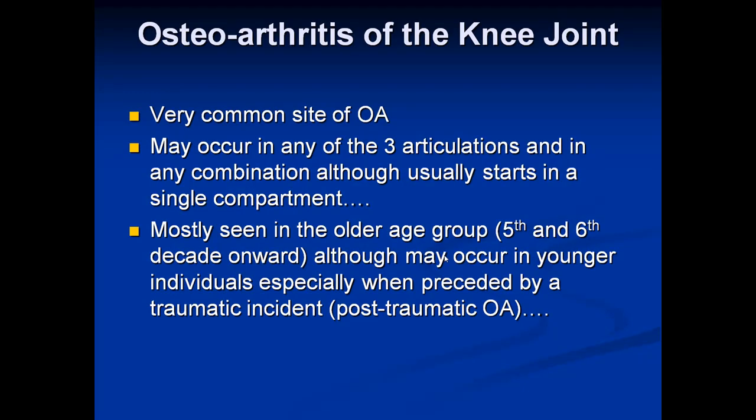The knee joint is one of the commonest sites for osteoarthritis. That is because of the weight-bearing component of the knee joint. It may occur in any of the three articulations, the medial or lateral compartment or patellofemoral component, and in any combination, although usually it starts in the lateral compartment. It is seen generally in the older age group, from 50 or 60 years old, and may occur in younger individuals, perhaps post-traumatically after an accident.